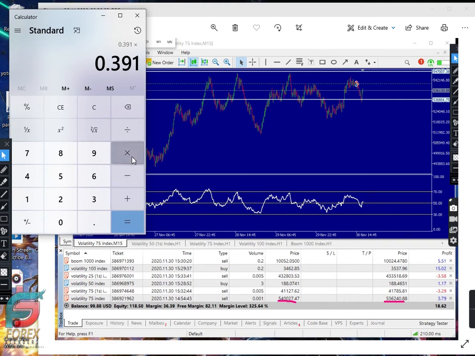So times 3, you're getting 1.173. We are buying this, and it is in a profit of 1.173. If you round off to 2 decimal places, we'll have 1.17, like that.